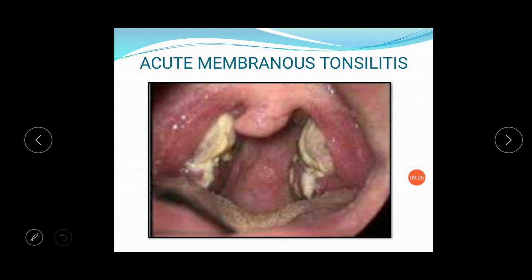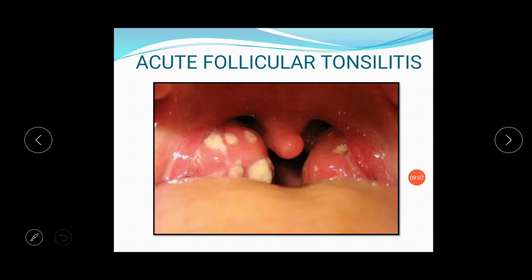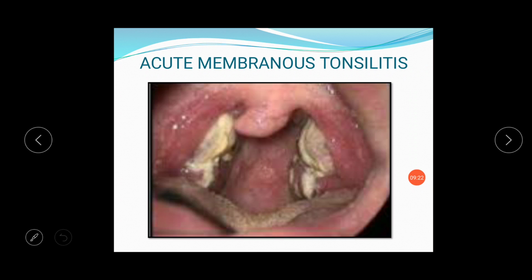Acute membranous tonsillitis. Whenever acute follicular tonsillitis is present, the pus will come out over the surface of the tonsil, and all the pus over the surface of the tonsil will form a membrane, and this will be known as acute membranous tonsillitis. You can see a whitish membrane over both tonsils. On removal of this membrane, the inflamed mucosa will be torn, and there will be bleeding from the tonsil.